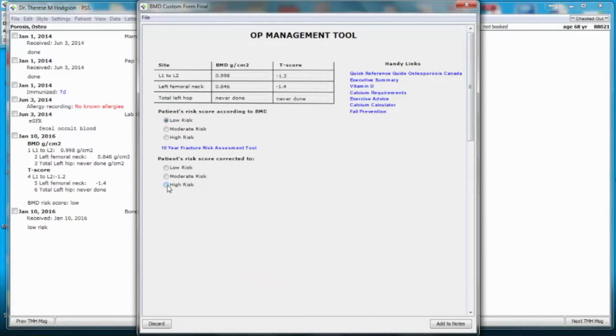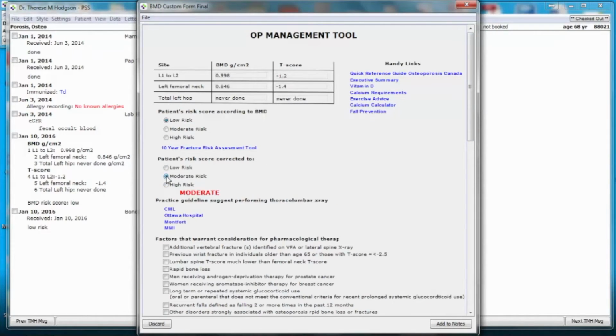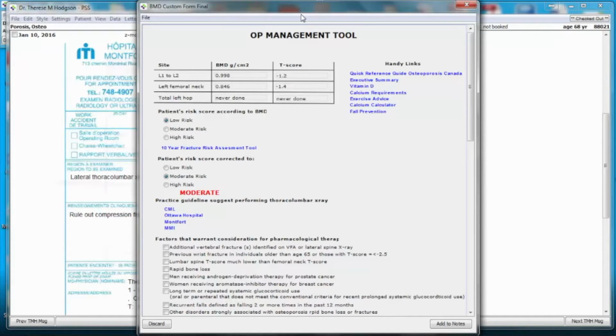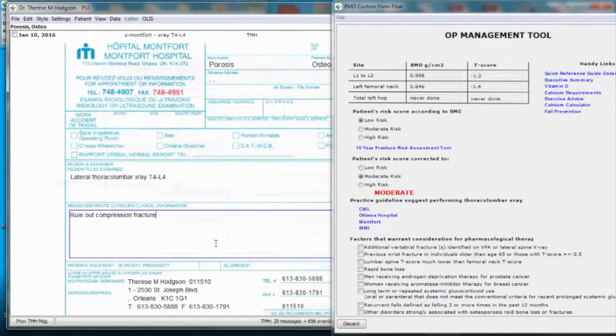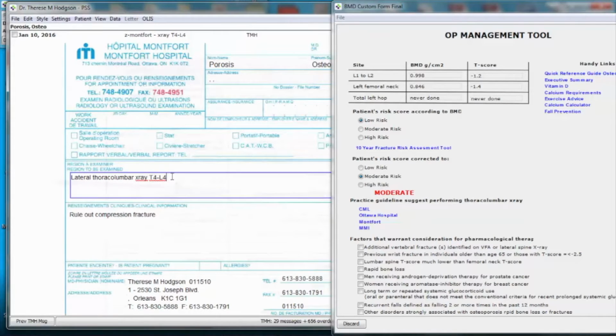Let's remove this. Now let's say your patient was at moderate risk. The guidelines suggest that you should perform a thoracolumbar x-ray. Let's choose. You will see here that the requisition becomes populated in the chart and is pre-populated with the information to proceed to the lateral x-ray of the spine.